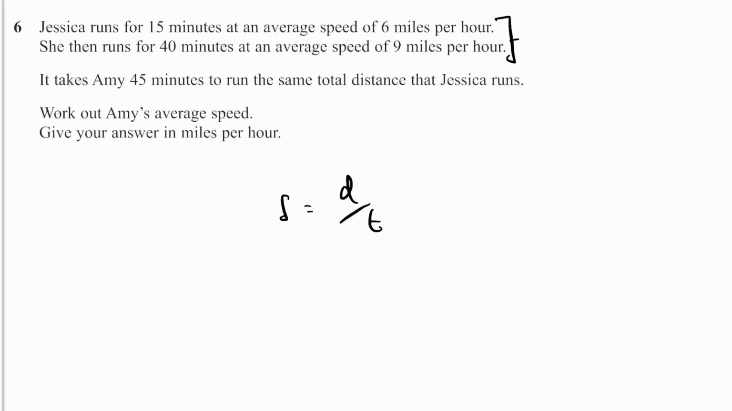And then because you got Amy's time, if we had the distance and the time, that means we were able to divide through to get the speed. Okay, so let's try to work out the total distance that Jessica actually runs. If you combine both of these, we'll get the distance.